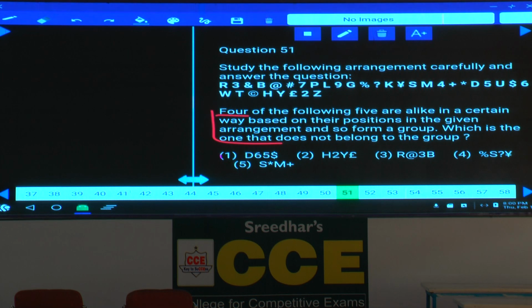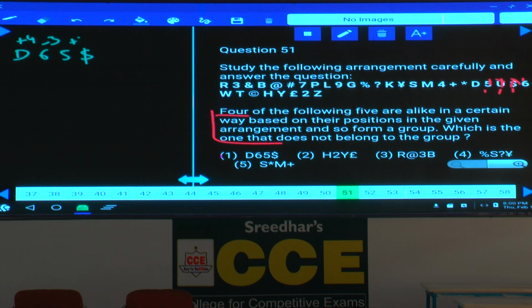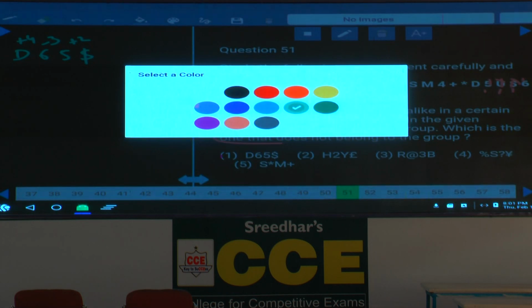Then D6$5. Now tell me what is the order here. If you take D6$5, D and 6. Now where is D here? D to 6, 1, 2, 3, 4, that is plus 4. Next one, 6 and 5, 1, 2, 3, minus 3. Then 5 and $, 1, 2, plus 2. What is the pattern followed here? Plus 4, minus 3, plus 2. If you are moving right hand side it will be plus, left hand side it will be minus. Then what is the next choice given here?